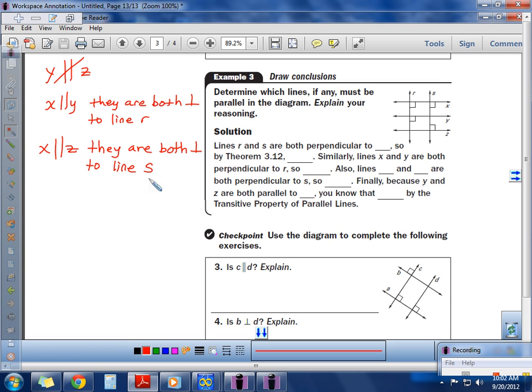Oh, okay. So, R and S, those are the vertical ones up here. So R and S, they're perpendicular to which line? R is parallel to S because they are both perpendicular to line X. Good. Good job.